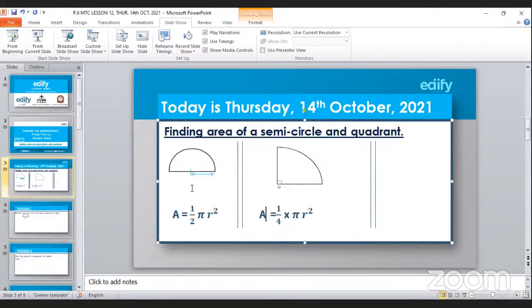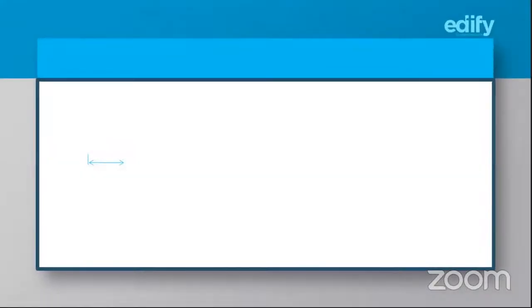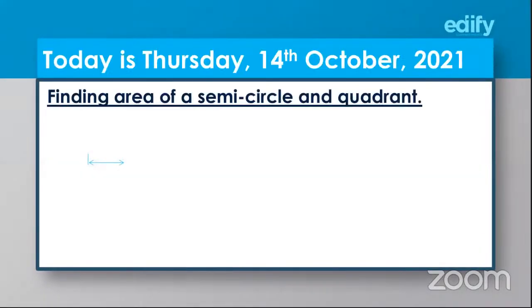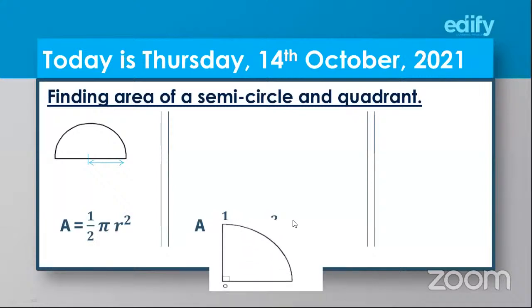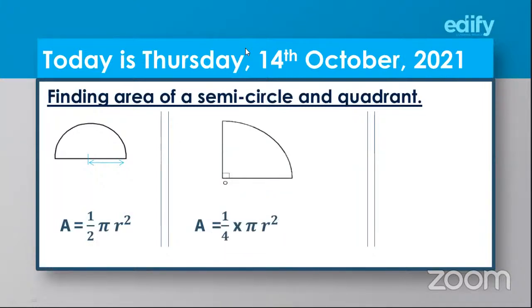Then this one is a half. That is why we are using a half. And pi r squared remains the formula to calculate the area of a circle. Because it is a half, we are using a half pi r squared. This one, because it is a quarter, we are using a quarter pi r squared.